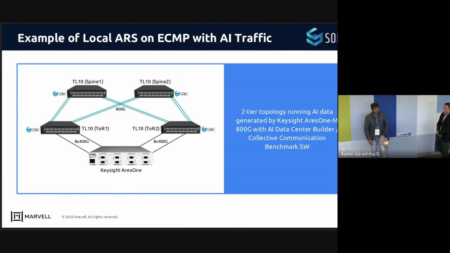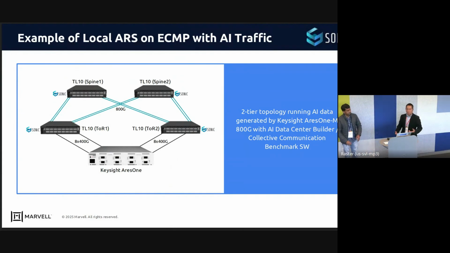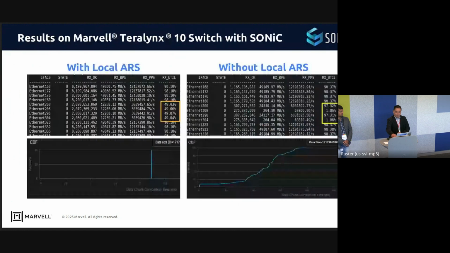Jeff. So next, we're going to show an example of a real life experiment we did in our lab. In this case, we have a leaf spine topology using 4 TeraLynx 10s connected to a Keysight Aries 1. And we're running our KCCB, AI simulation software. Let me show you the next slide.